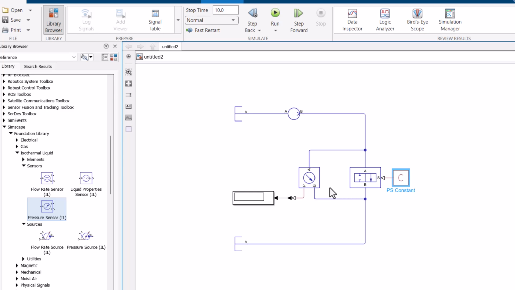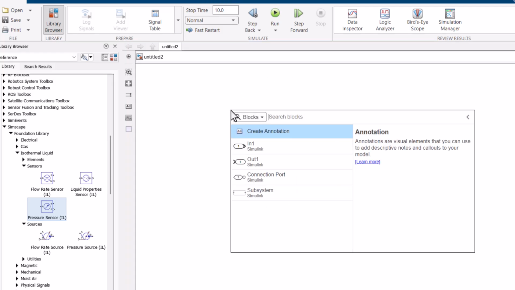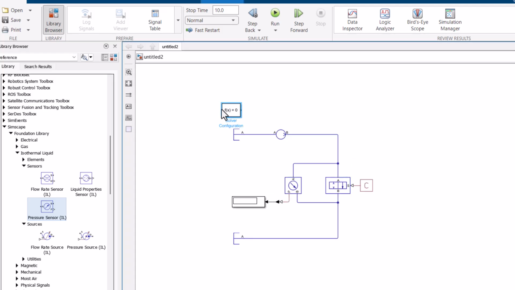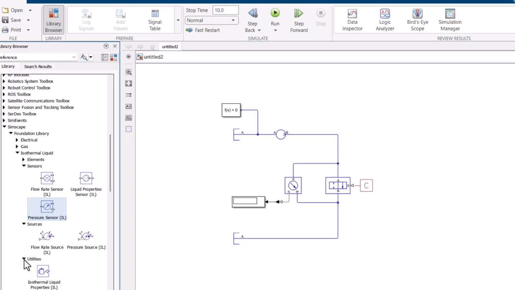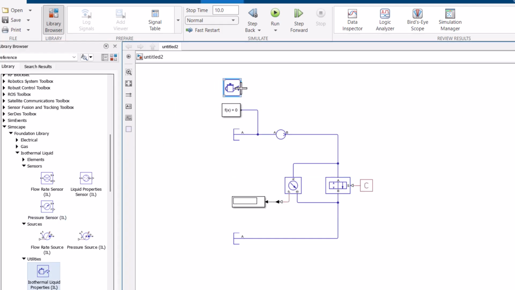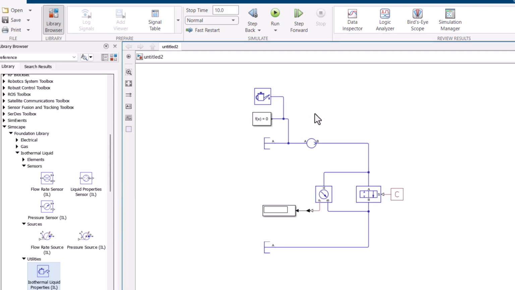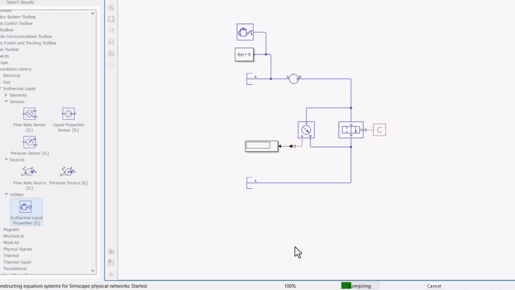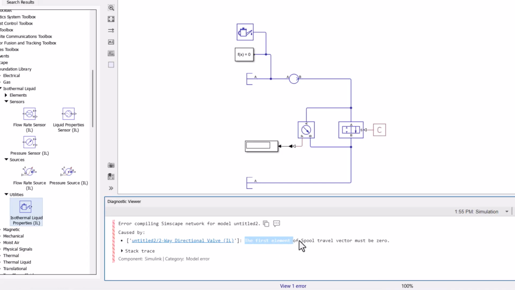Now I want to run the model, but I know that MATLAB is going to show me an error, so I have to be careful. First, I add a solver configuration block, and under the utilities, I add the flow properties. But yet again, I will come across an error, and it is going to say that the first element of a spool travel must be 0.